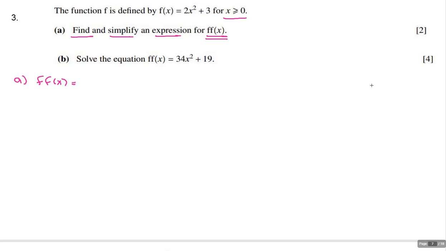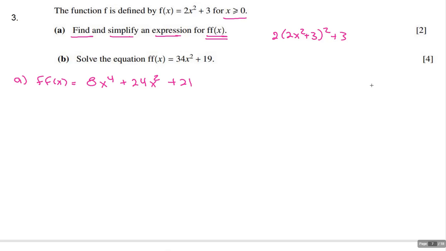So what are you thinking? How you doing? I finished. Tell me what you got. I got x to the 4 plus 24x squared plus 21. All right, that's perfect. So all we're doing is basically taking 2x squared plus 3 and putting it in place of x. And so you squared this, then multiplied the whole thing by 2, and then you added 3, right?